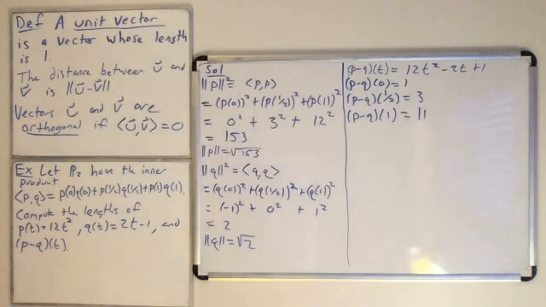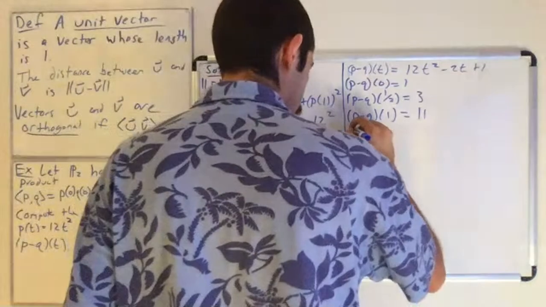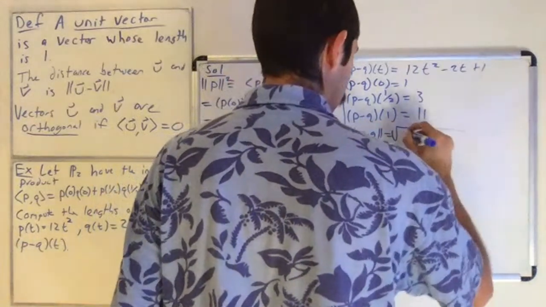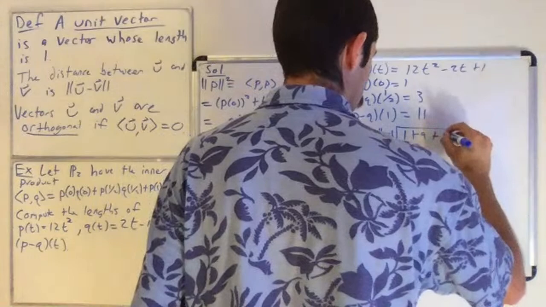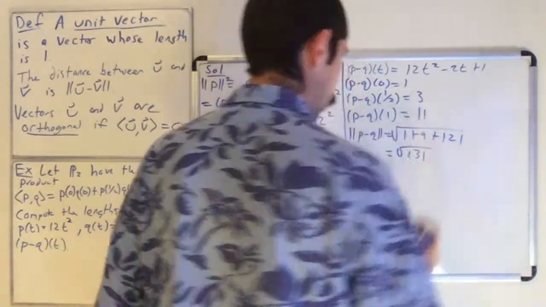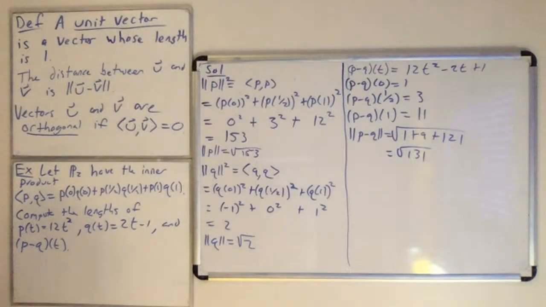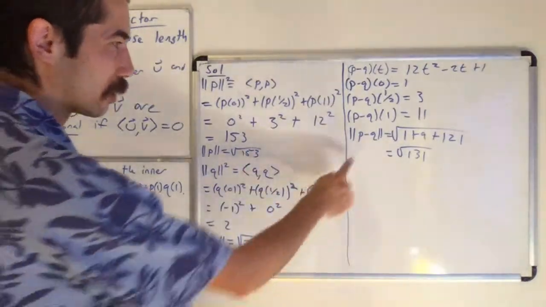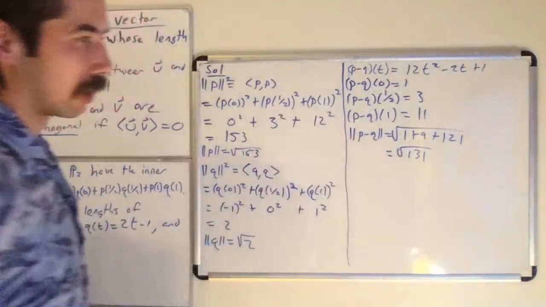And so its magnitude is equal to the square root of 1 plus 9 plus 121, which is equal to the square root of 131. So in the sense of this inner product, the distance between the polynomials P and Q is the square root of 131.